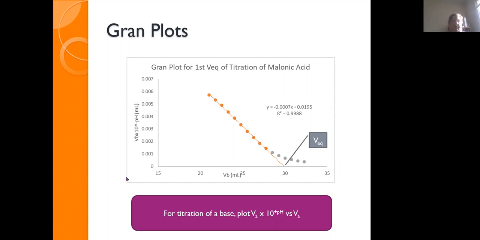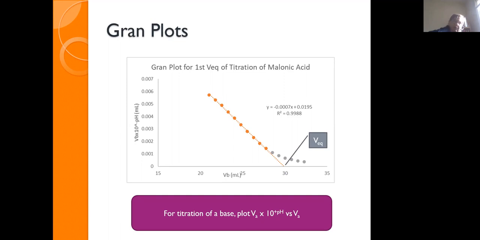So the derivation of the Gran plot is in the textbook if you want to look it up, but basically what you're doing is you're taking the volume of the titrant, in this case the titrant is a base, this is for malonic acid, times 10 to the negative pH, and you're plotting that against the volume of the titrant. And that will give you a plot that looks like this. And you can see that it is linear, and we extend the line down to where it crosses the x-axis, and that gives the equivalence volume. These points here have not been included in the linear regression because they don't fit into the linear regression.